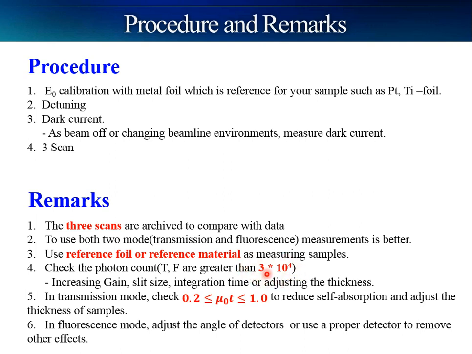Okay, it's very important. If the photon count is less than 3 times 10 to the 4, try to increase it using detector gain, slit size, integration time, or by adjusting the thickness of the sample. Fifth, in transmission mode, the total absorption at this step should be greater than 0.2 and less than 1.0. Finally, in fluorescence mode, you need to check whether the signal has noise or not.